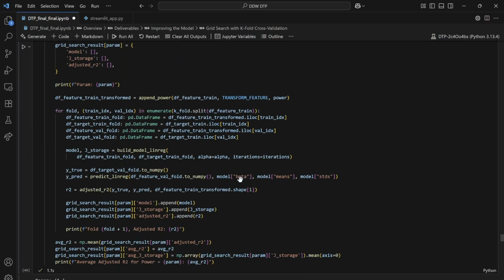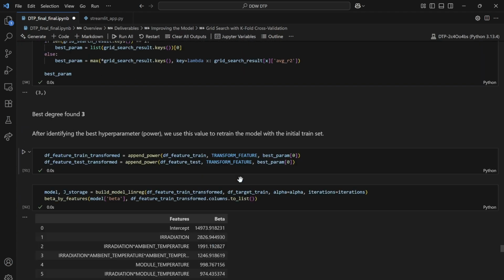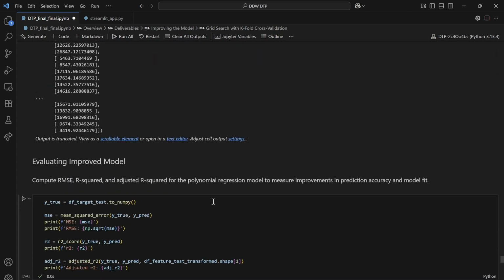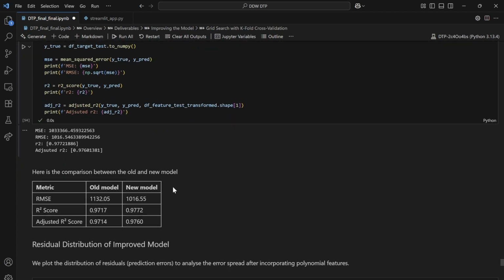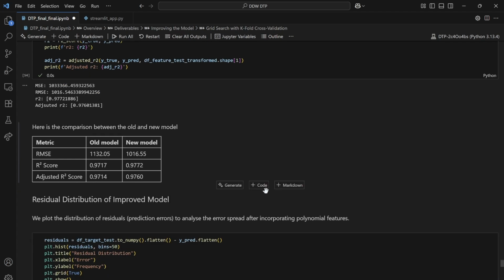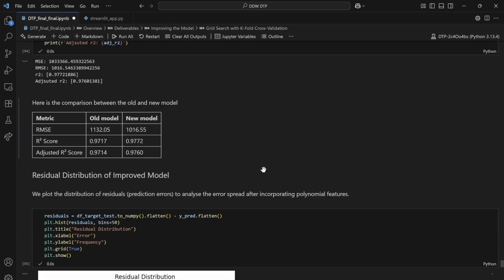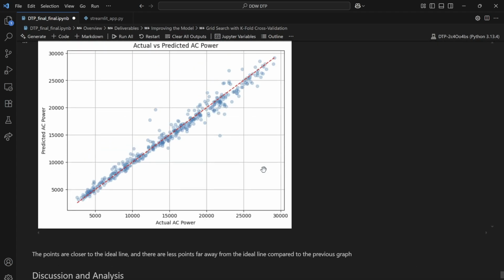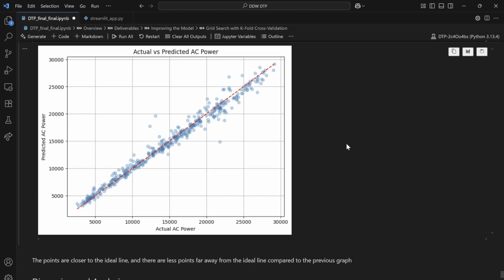Doing our grid search, we decided that the best degree would be 3, and after tuning the parameters, we trained our better model, and we get these statistics over here. While it's not a crazy increase, we do have an increased R-squared score and a lower RMSE, showing that the polynomial regression has indeed improved the model, although not by much. You can see that this is our predicted output, and it shows a really good fit.